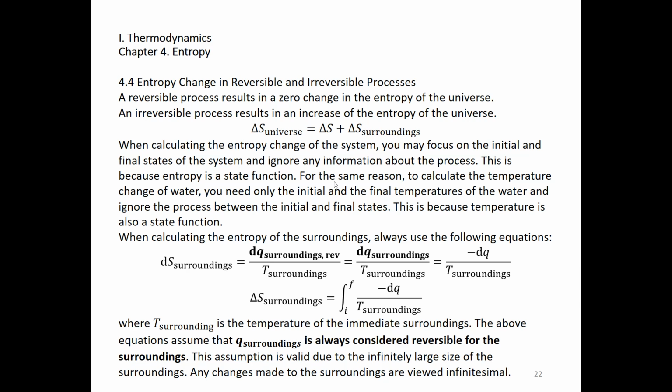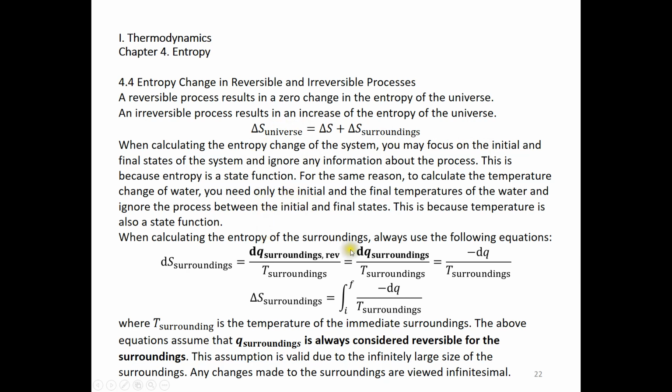For the same reason, to calculate the temperature change of water, you just need the initial temperature of the water and the final temperature of the water, right? You do not need the information about the process between the initial temperature and final temperature. Delta T is just T final minus T initial. Temperature is also a state function. Hopefully by looking at this analogy, you should understand that when we calculate the entropy change of the system, we just need to focus on the initial state of the system and the final state of the system.